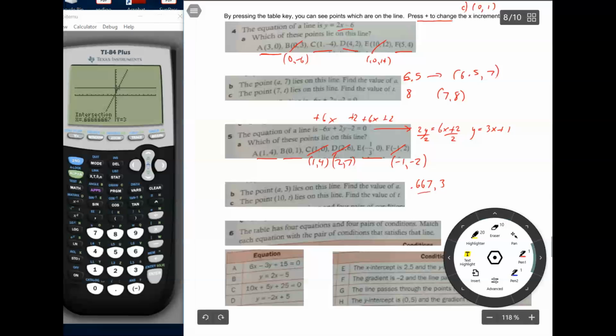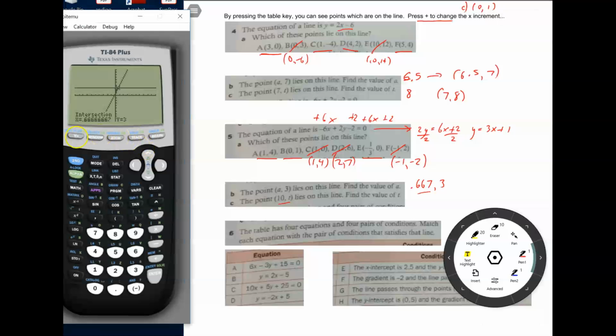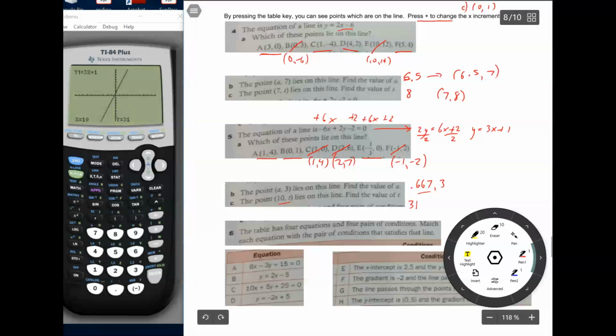Okay? Now, the point 10 comma something lies on this line. Find the value of t. We can find it. I'm just going to get rid of the line now. And I'm just going to do trace 10. And the answer is y equals 31. Okay?